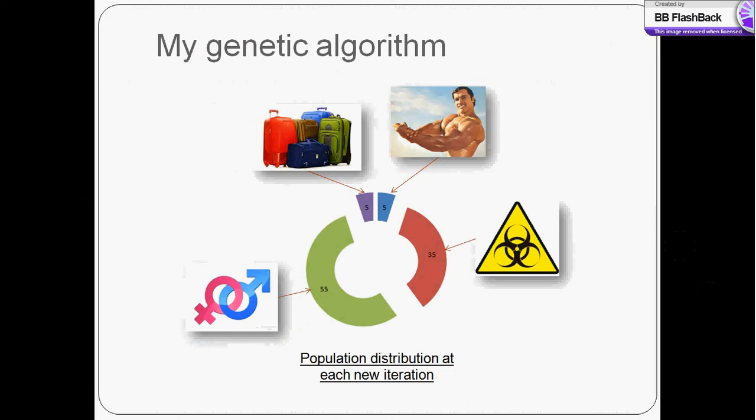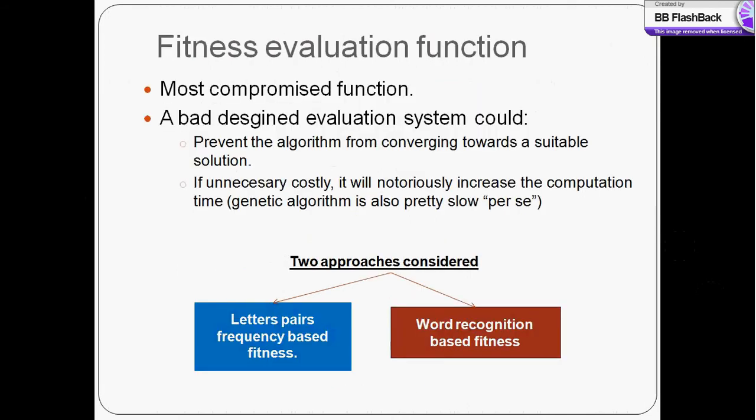Along with these functions, there are other factors that determine the behavior of the genetic algorithm, such as the population distribution achieved per iteration. I have found this particular distribution to be particularly efficient and to behave the way I like. So this is the one that is set in the default parameters of the program. Okay.